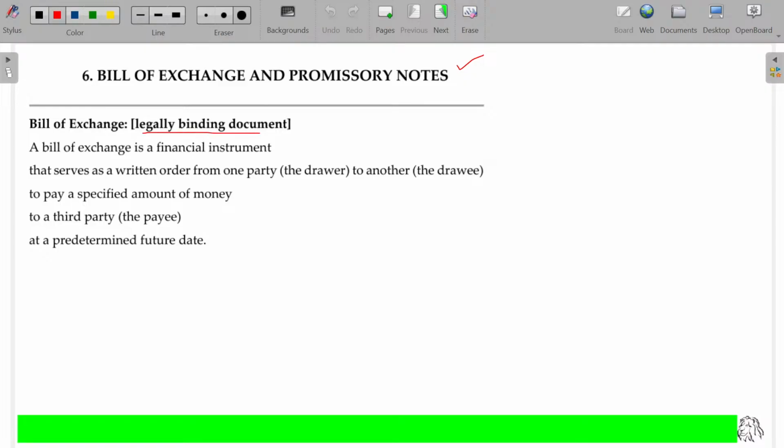A legally binding document. A bill of exchange is a financial instrument. Financial instrument is nothing but a cheque, bond, debenture, whatever it may be; all these things are financial instruments, where you can convert them to the equivalent money represented in that instrument. That serves as a written order from one party to another. The drawer orders the drawee to pay a specified amount of money to a third party. The third party may be the payee. Payee may be whoever it may be.